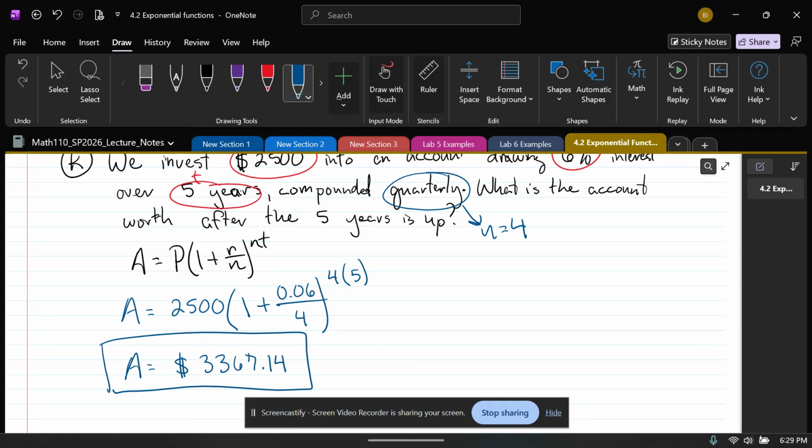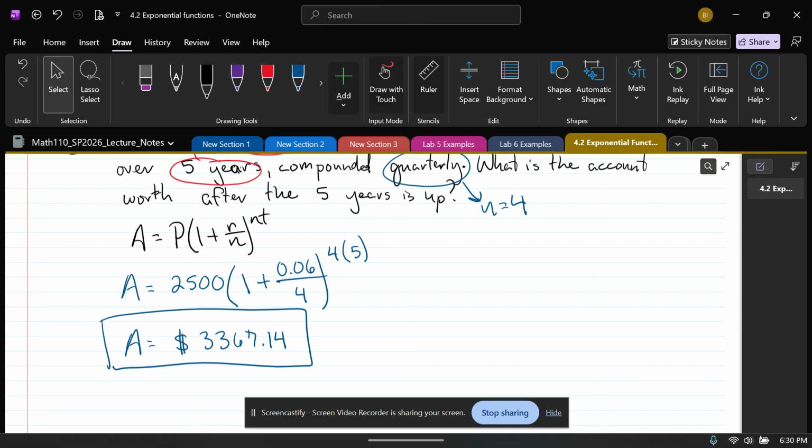Compound interest. The only things that are going to change are really your N and your T. And then they might have a different interest rate. But as far as that goes, nothing really crazy there. Let's do one more.